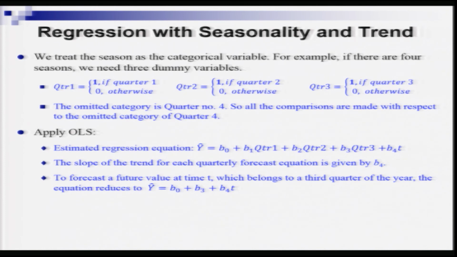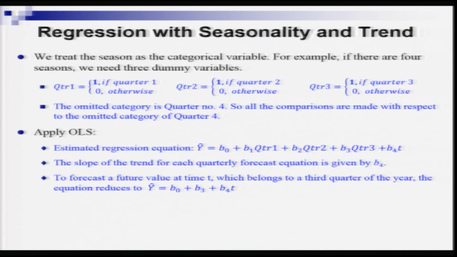Now you note that the slope of the trend variable t is the same for all quarters, and that is given by b4. Now, if you want to forecast a future value at time t that belongs to, say, the third quarter of the year, how do you proceed? Then the estimated regression equation reduces to y hat equals b0 plus b3 plus b4 times t. Why? Where are my coefficients b1 and b2?